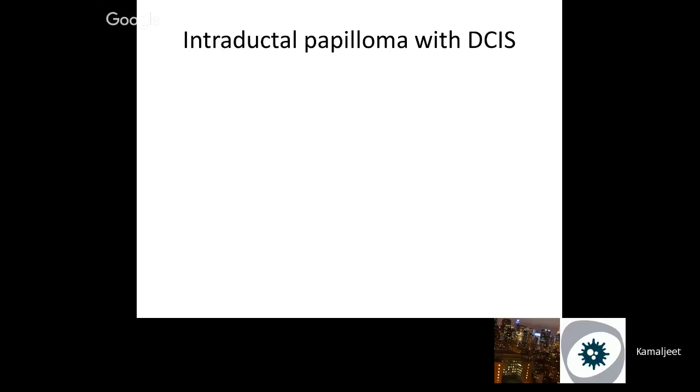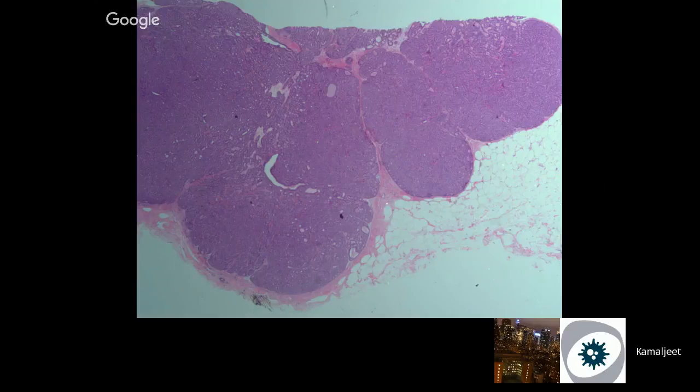How about DCIS involving a papilloma? How do you make that diagnosis? And we are talking about low-grade DCIS. So this is another lesion, a core biopsy. This is a little different from the previous biopsy. It's more solid, and it's sort of a sclerotic, multinodular appearance.